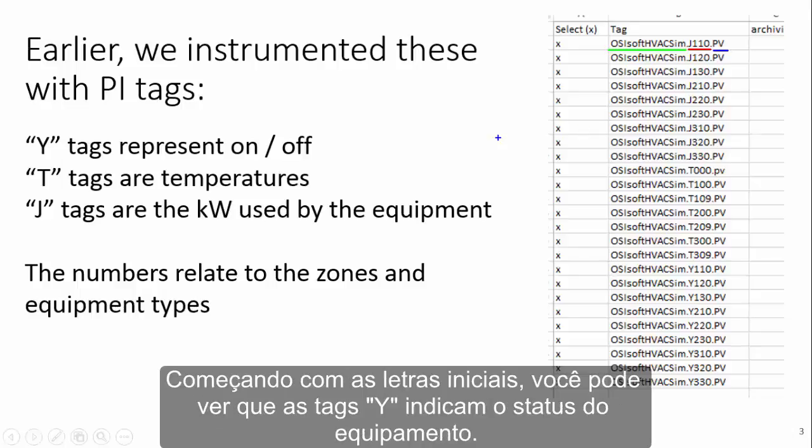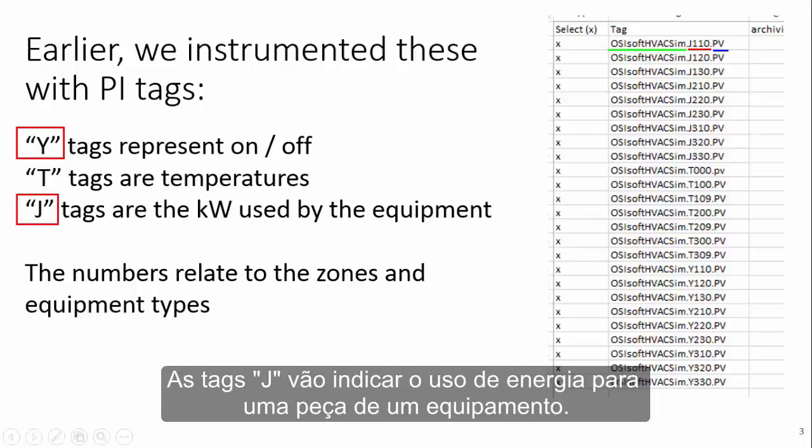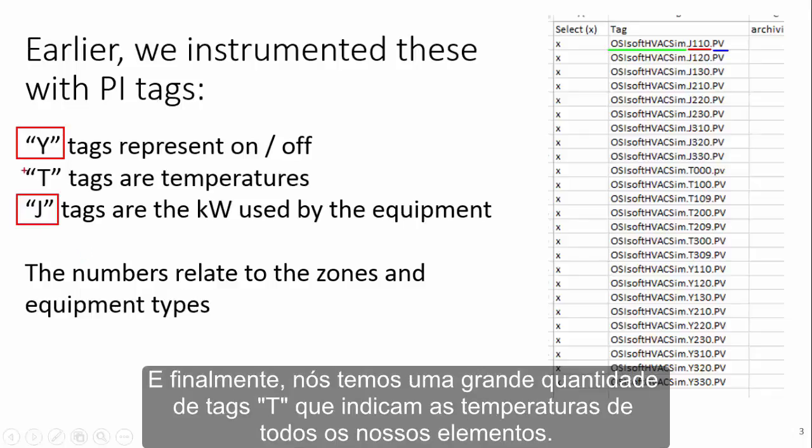Starting with the letter codes at the beginning, you can see that the Y tags will indicate equipment status, so whether a blower, chiller, or heater is on or off. And the J tags will indicate the power usage for that particular piece of equipment. And finally, we have a big set of T tags that are indicating all of our temperature measurements.